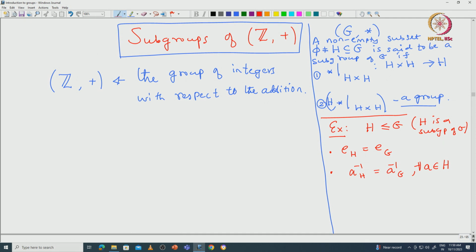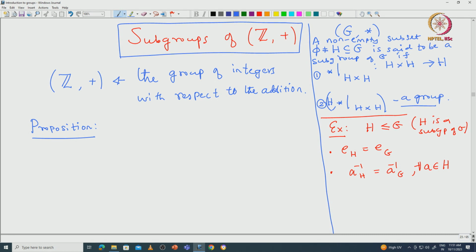There are some easy ways to check when something is a subgroup. We will come to that later, but let us first understand what happens in the group of integers. Now we have defined what a subgroup is. Here I make this proposition: if something is a subgroup of the group of integers, then we have various equivalent conditions for that being a subgroup.